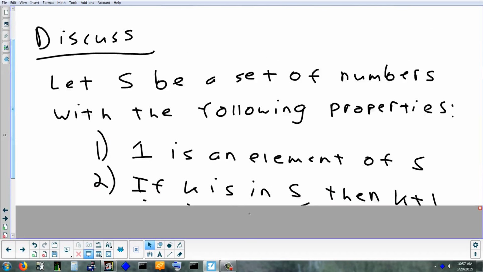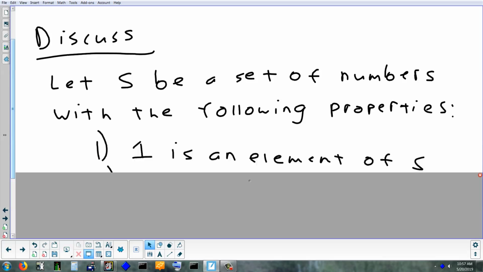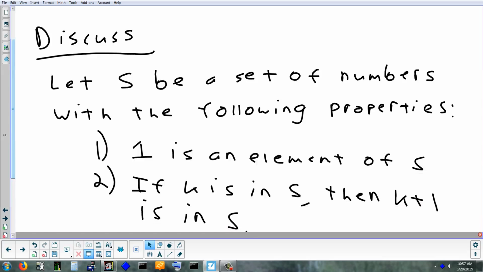All right, okay, so let's look at this. I'm going to make up this set of numbers, and the name of it is going to be S. Ultimately what I want you to do is tell me what numbers are in my set. I'm going to tell you a couple facts about this set. First, the number 1 is in the set. The next thing I'm going to tell you is that if you know a number k that's in the set, then k plus 1 is also in the set.